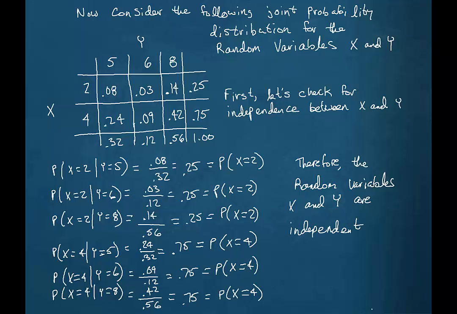And if we were to go about the process of finding the expected value of x, we would find that it is 3.5. The expected value of y is 6.8. And the expected value of x plus y is 10.3. And again, what should happen is that this expected value will be the same as the sum of these two.